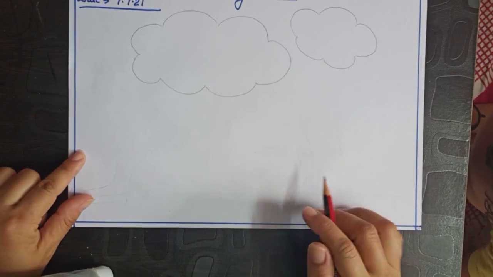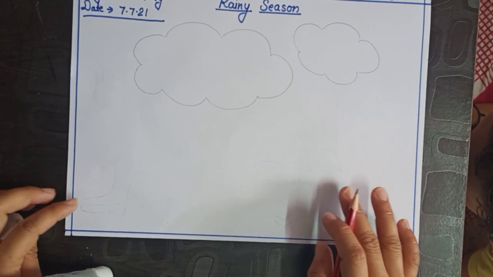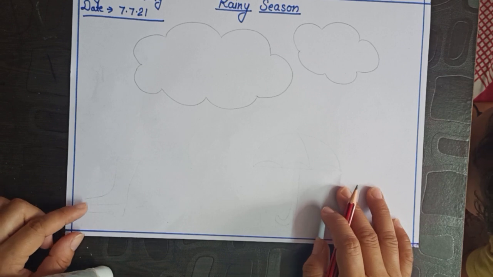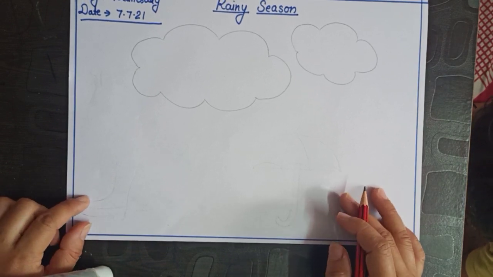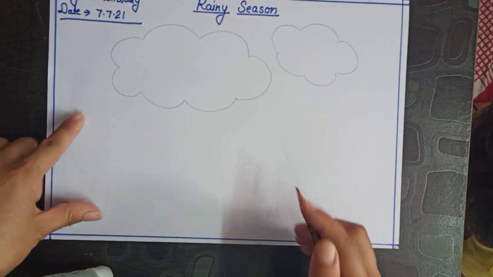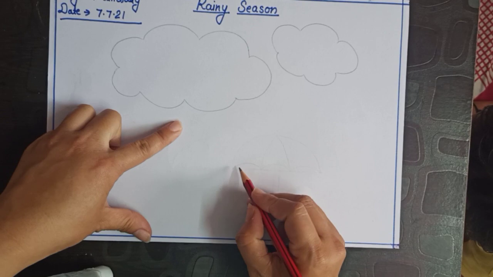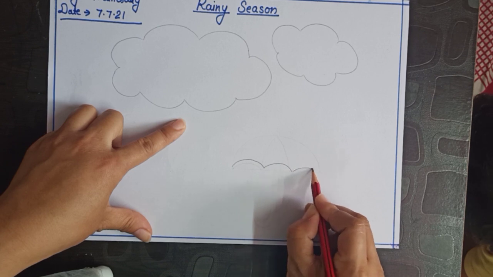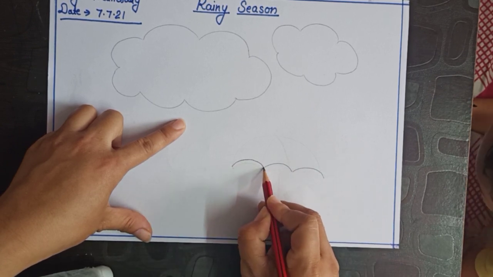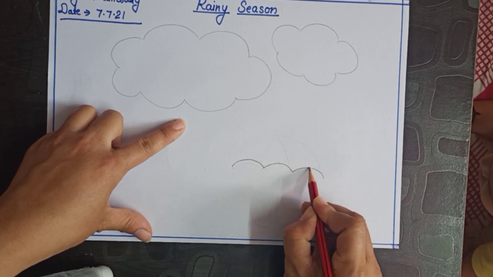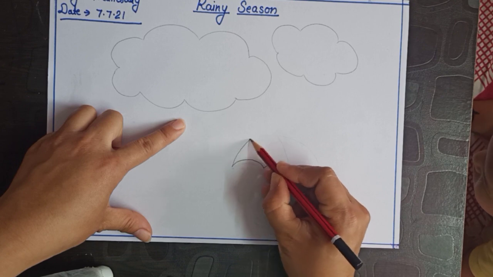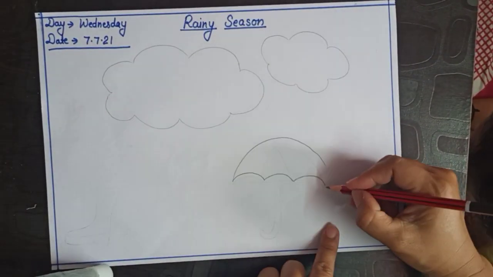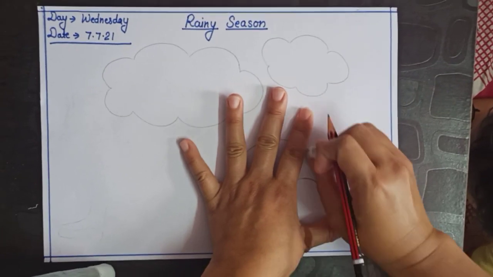Okay, now we will draw an umbrella. Which things do we need in rainy season? Yes, raincoat, gumboots and umbrella. So we will draw an umbrella and a pair of gumboots. Firstly we will draw an umbrella. Draw like this, 3 curved lines, 1, 2 and 3. 3 curved lines, then a half circle or semicircle. Okay, we have to draw like this.